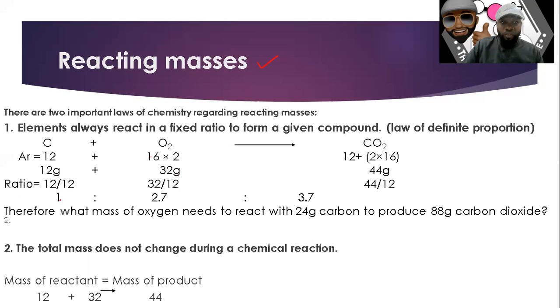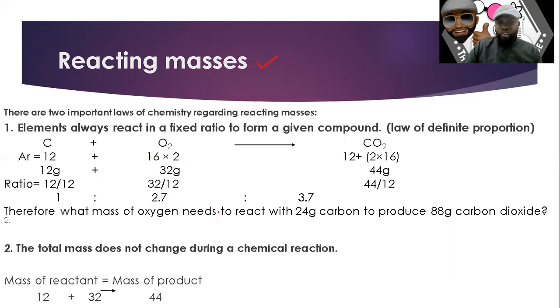So 12 divided by 12 gives us 1. 32 divided by 12 is 2.7, rounded. And 44 divided by 12 is 3.7, rounded. So the ratio of reacting masses here, guys, is 1 to 2.7 to 3.7.